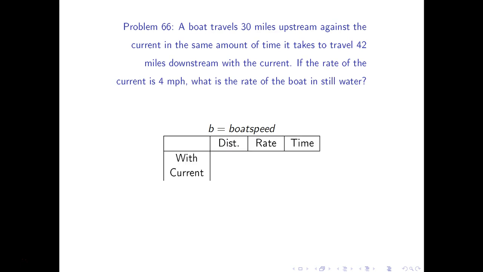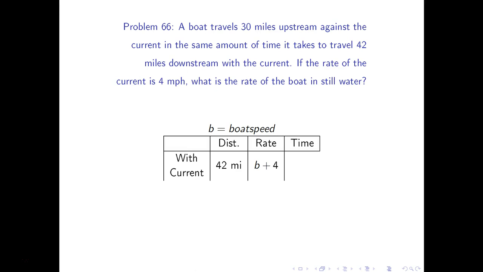And our first thing, we'll do it with the current. So it's downstream. What's my distance going downstream? That's 42. What's the rate of my boat? Well, remember, it's not just the boat speed, because the boat speed in still water is B, but the current is helping it, so the current's making it go faster. Therefore, it's B plus 4.